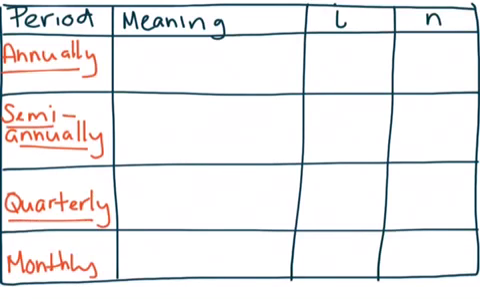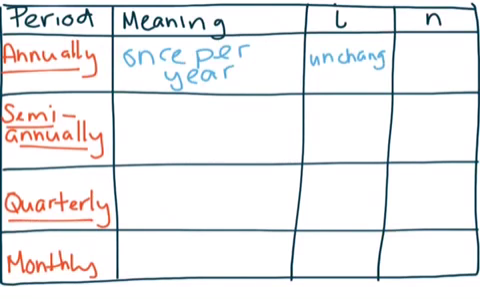So firstly, we've got annually. So if you were to say that you do something annually, the meaning of that is once per year. So if you clean your room annually, that means that you clean your room once per year. If we were talking about a question that involved interest, which is exactly what we're doing in this lesson, and you were told that your total principal amount was compounded annually, so once per year, you're going to leave the interest rate unchanged.